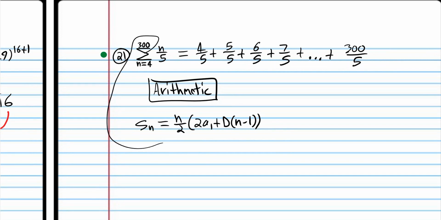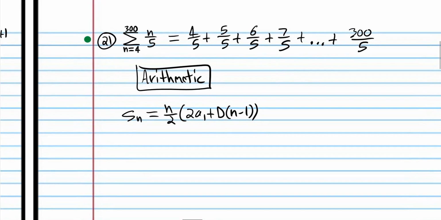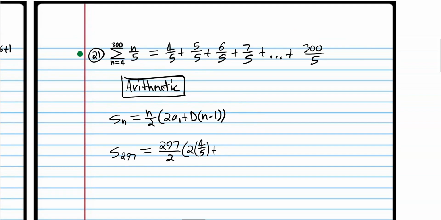Is n equal to 300? Are we adding 300 terms? Nope, we're not adding 300 terms. If n equals 1 in the bottom bound, then we're adding 300 terms. If it's 2, we're adding 299 terms. If it's 3, we're adding 298 terms. And if it's 4, we're adding 297 terms. So n is actually going to be 297. I know that seems weird, but again, that's just something you have to be careful of when you're doing these types of problems.